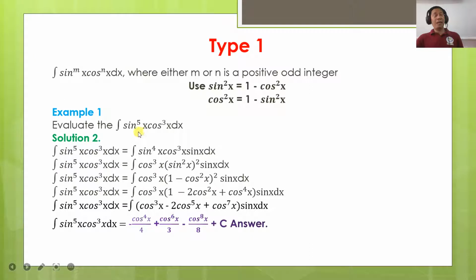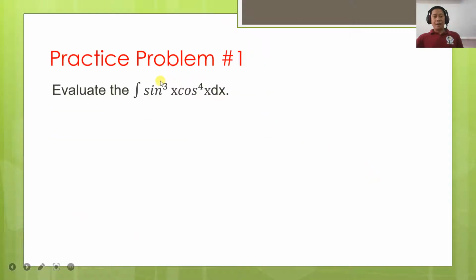Example, halimbawa, bigyan ka ng sine x raised to 7, saka cosine x raised to, let's say, 3. O, doon ka sa raised to 3 lang, kasi yung 7 masyado nang mataas yun. Okay, this is type 1. Again, in our practice problem number 1, ito po yung problem natin. So evaluate the integral of sine cube x times cosine x to the fourth power dx.